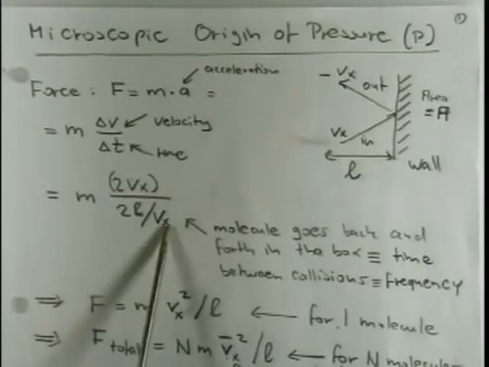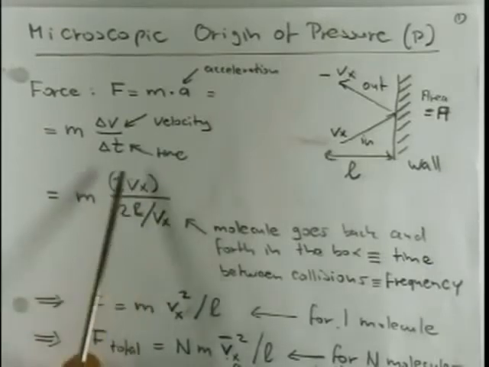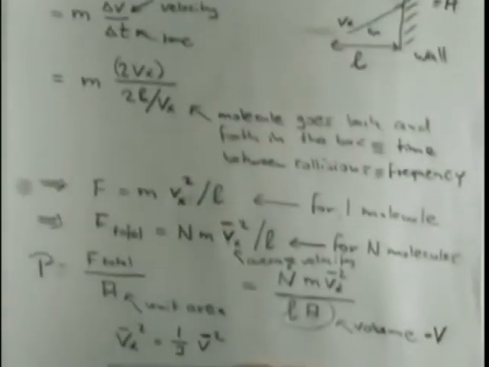Now I bring this Vx up here, and the 2 I can cancel. Now I have Vx squared divided by L. So the force is m times Vx squared divided by L. This is the force for one molecule on that wall here. But I have more than one molecule.